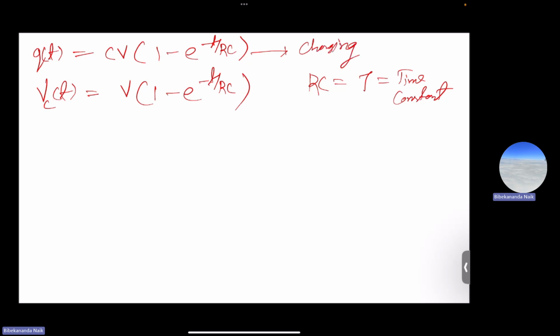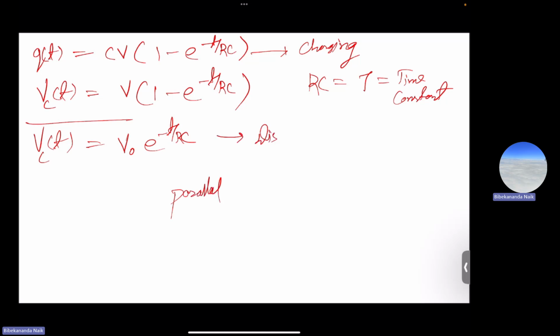The capacitor stores energy. So when we disconnect the circuit from the supply, the capacitor discharges. So what will be the voltage? The discharging voltage Vc as a function of t will be V0 e to the power minus t by RC. Similarly, the circuit can also be used as a parallel circuit. This is discharging.